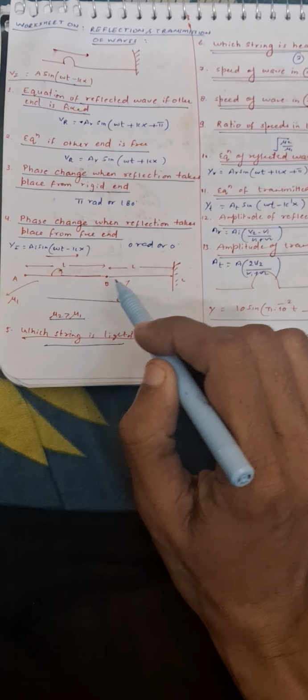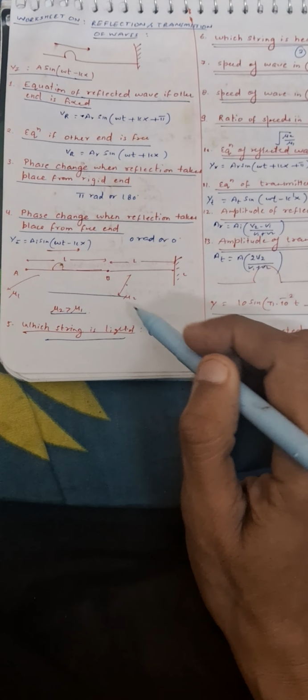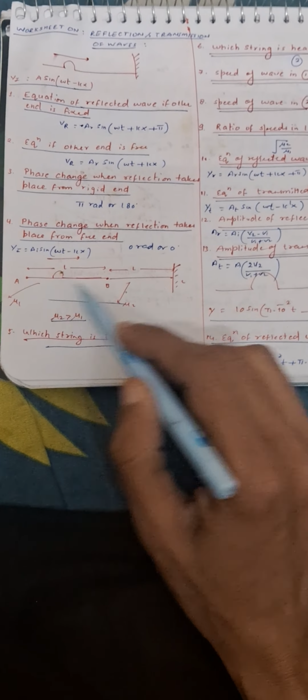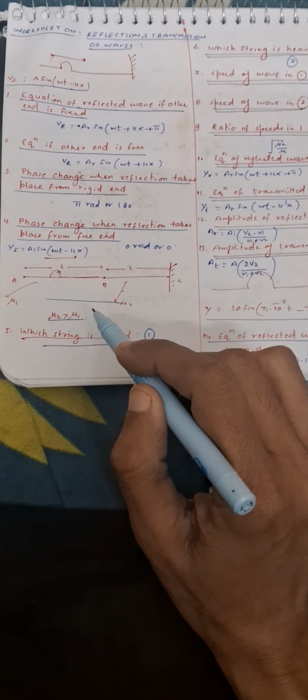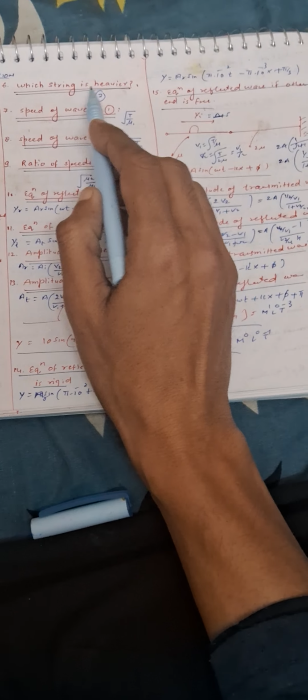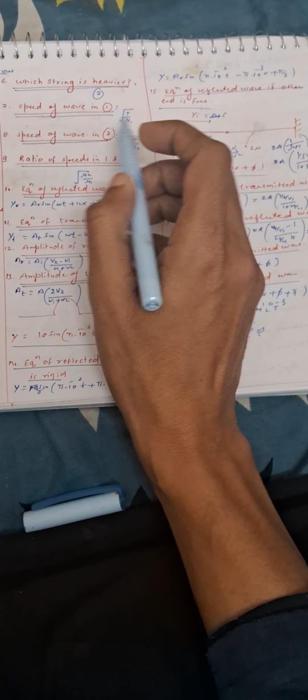Next, there is a composite string and the equation is y incident is A incident sin(ωt − kx), and here the linear mass density is μ1 and here it is μ2, and μ2 is greater than μ1. The question is which string is lighter. The string having lesser μ is lighter, so string 1 is lighter. Next, which string is heavier? μ2 is greater than μ1, so string 2 is heavier.